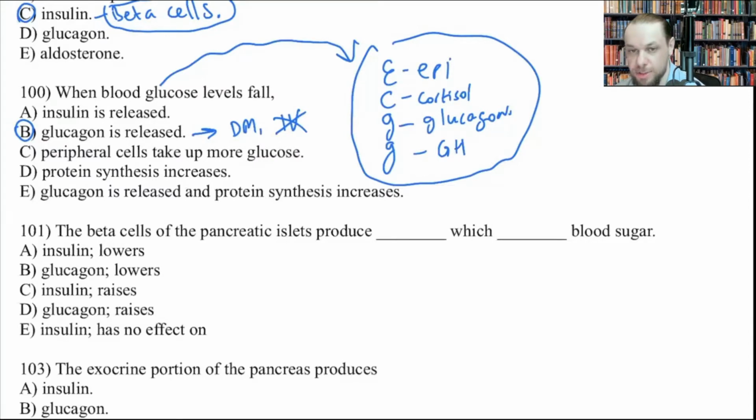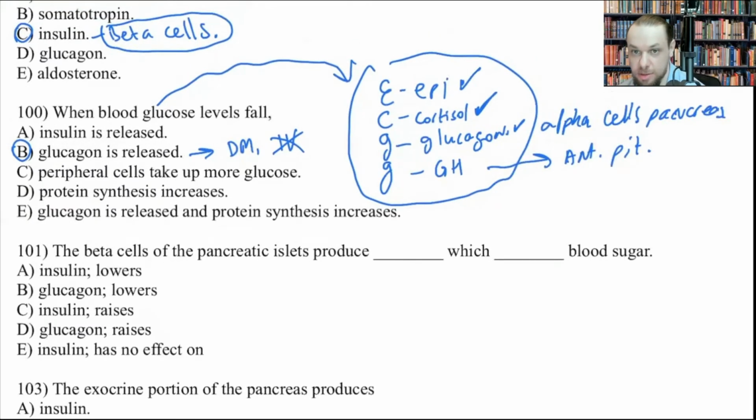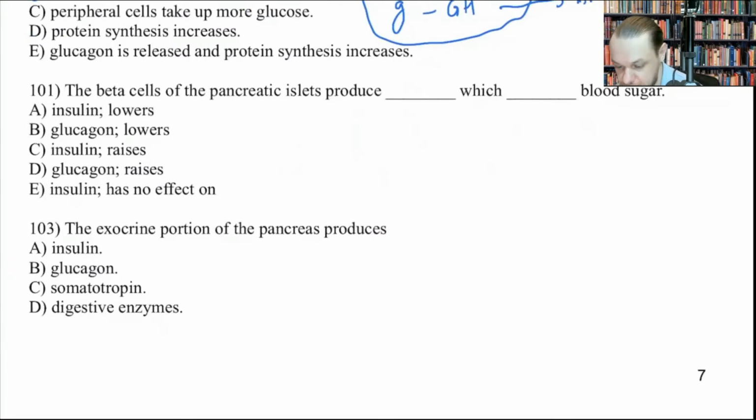But all of these hormones are the ones that are secreted. By the way, since we are on it, this epi is secreted by the adrenal medulla. This is secreted by the adrenal cortex, the top portion. Glucagon is secreted by the alpha cells of the pancreas. And GH is secreted by the anterior pituitary gland. So these are the hormones that are secreted. All right, 101. We are at Jackson is next.